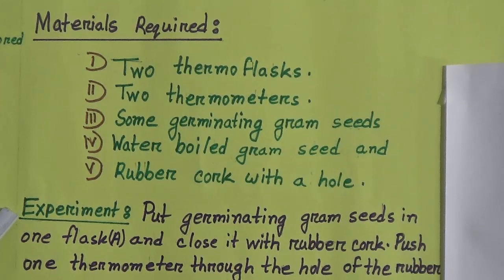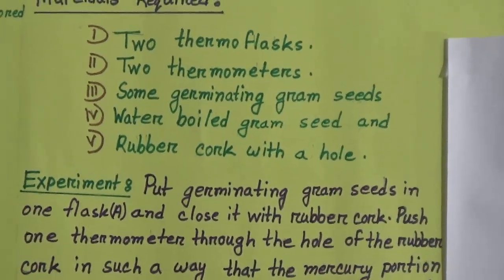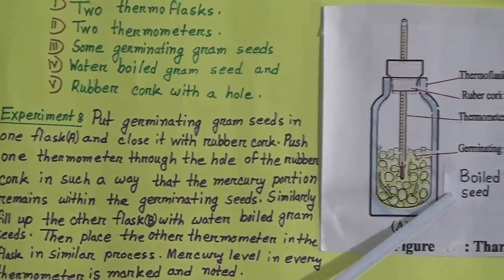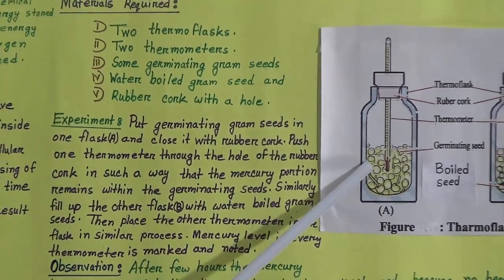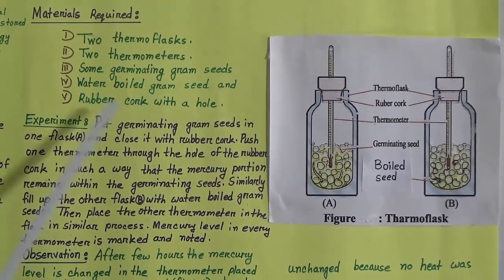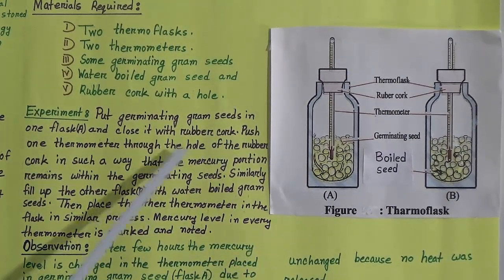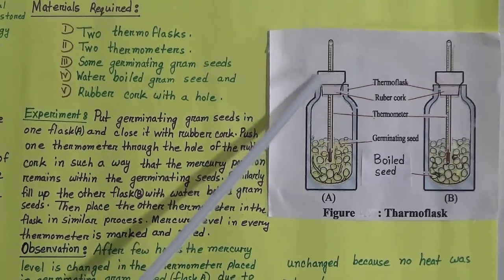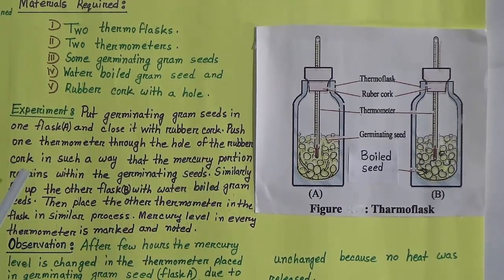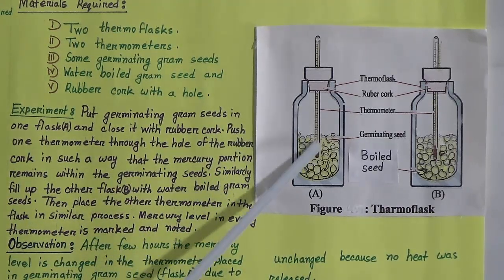Now the experiment. For this experiment, I have used a picture because in a real experiment it will take more time. First we start here. Put germinating gram seeds in one flask, flask A, and close it with a rubber cork like this. Push one thermometer through the hole of the rubber cork in such a way that the mercury portion remains within the germinating seeds, like this picture.